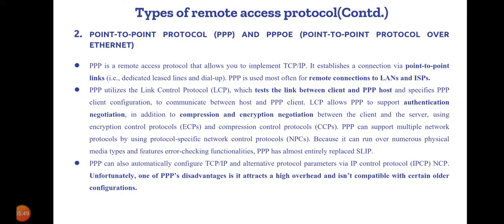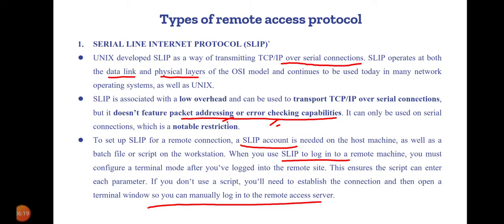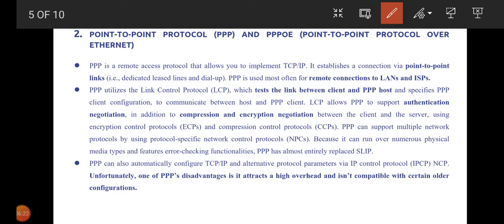The next important protocol is point-to-point protocol, PPP, and PPPoE, which is over Ethernet. So basically, point-to-point protocol is a remote access protocol which will allow us to implement TCP/IP, which is transmission control protocol and internet protocol. So it establishes a connection via point-to-point links. That means, unlike SLIP, which has a serial mode of communication, it has a point-to-point mode of communication via dedicated leased lines and dial-up.